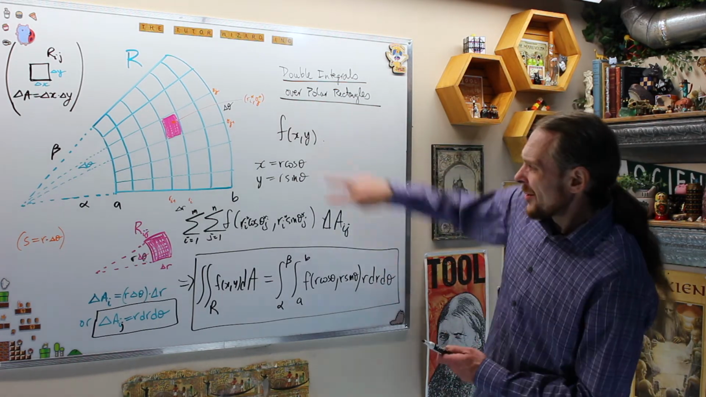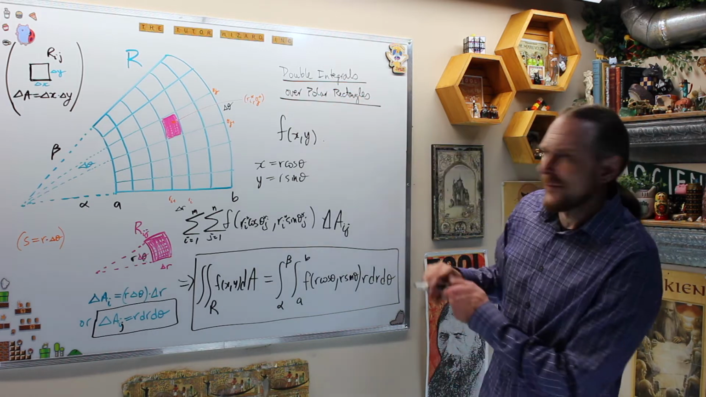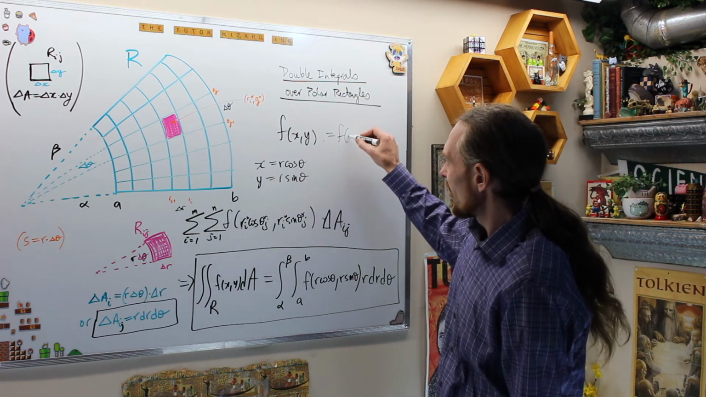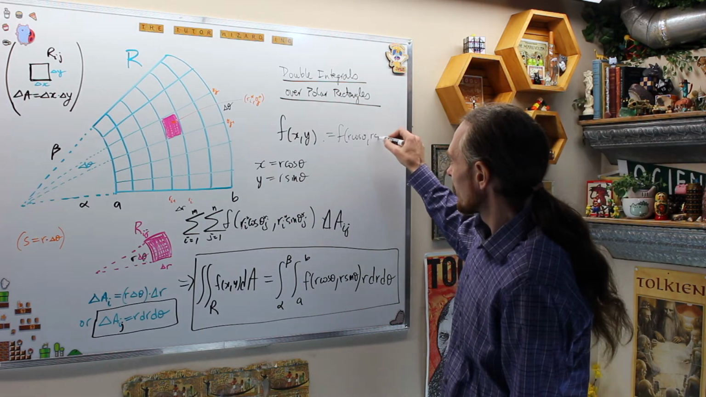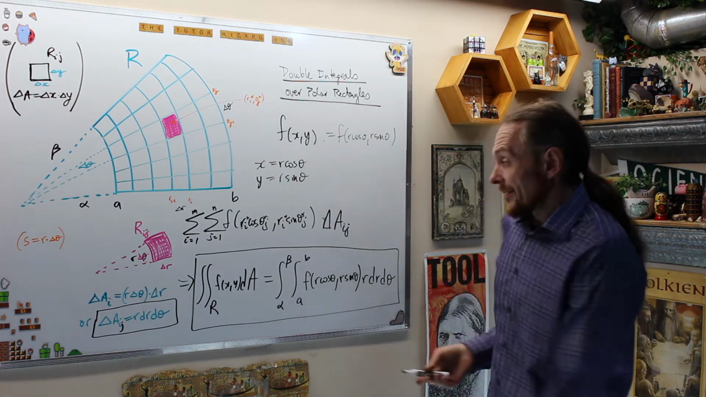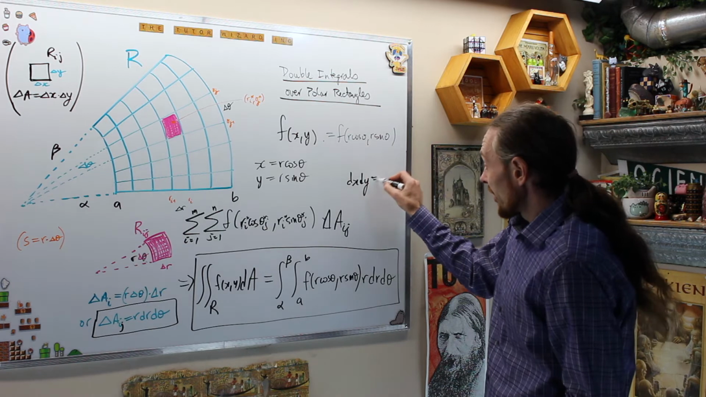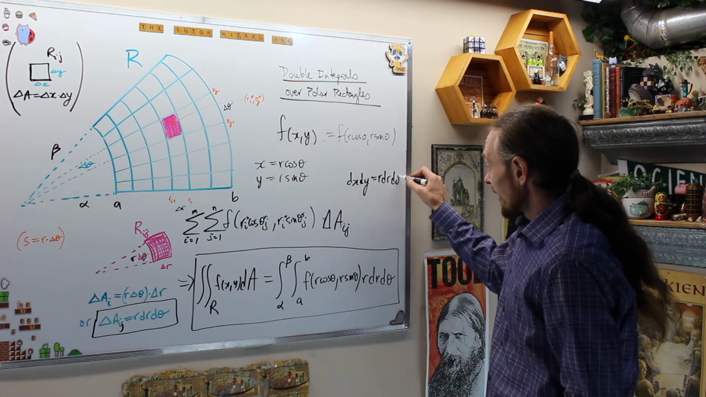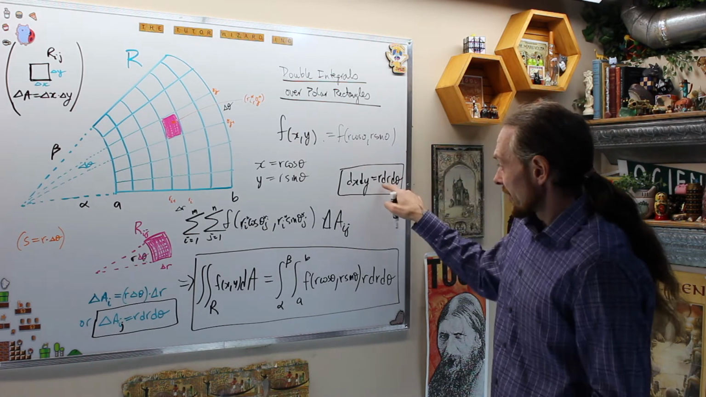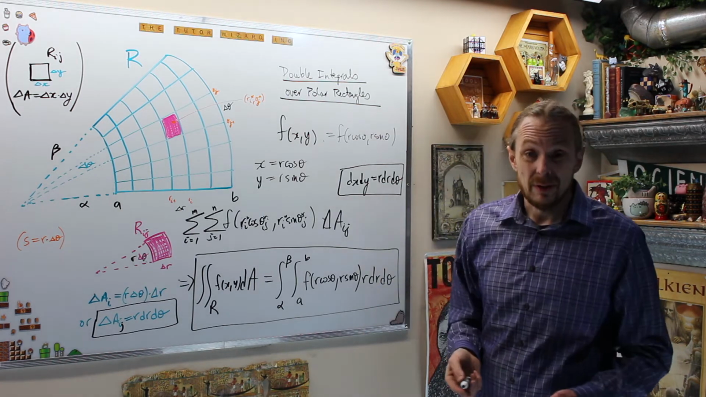The key is you can substitute to change f of x, y to r, theta. That's not a problem. This just becomes r cos theta and r sin theta. But the differential dx dy now becomes, remember, r dr d theta. That's the difference. There's a secret r in there. This will happen in spherical coordinates too.